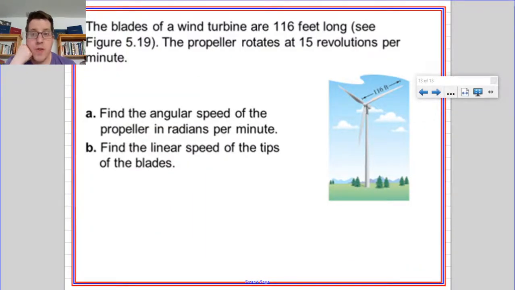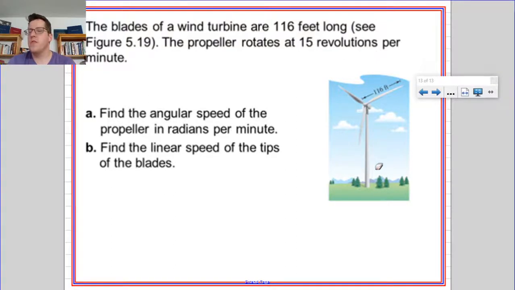Okay, so we've got a very simple problem here to start off with. The blades of a wind turbine are 116 feet long, and the propeller rotates at 15 revolutions per minute. We're going to use revolutions per minute a lot in this unit, because that's something that gets used a lot in the real world. RPM, or revs per minute, if you so choose. So the first thing it says is to find the angular speed of the propeller in radians per minute. We've already been given an angular speed because we were told how many revolutions, or how many full circles, the propeller blades would make in a minute. So they've asked us to find the angular speed in radians per minute.